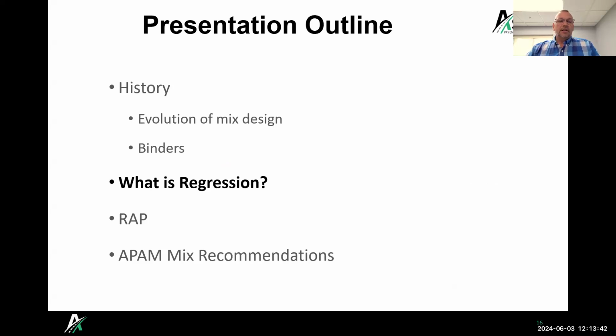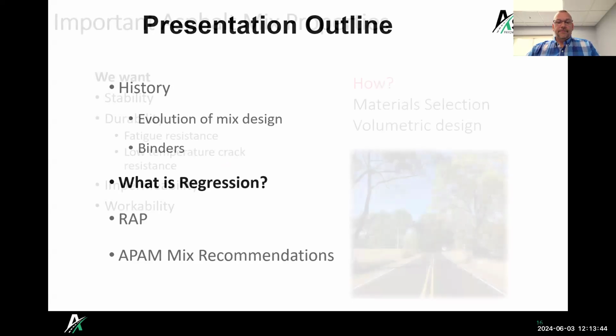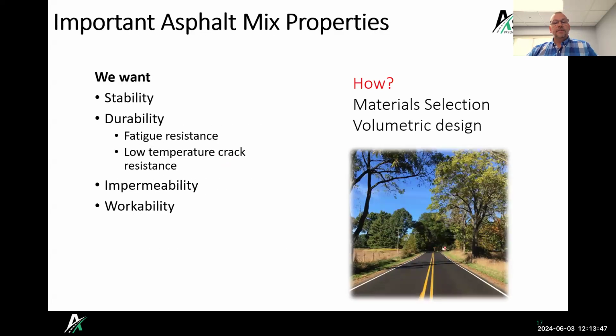So next, I'm going to talk a little bit about what is regression. When we design an asphalt mix, we want to make sure that it's designed to be stable, durable, impermeable, and workable. We've got to be able to place that mix. We do this basically through material selection and volumetric design. So what aggregates are we using, and how are those aggregates put together and held together with that liquid asphalt through our mix design process.